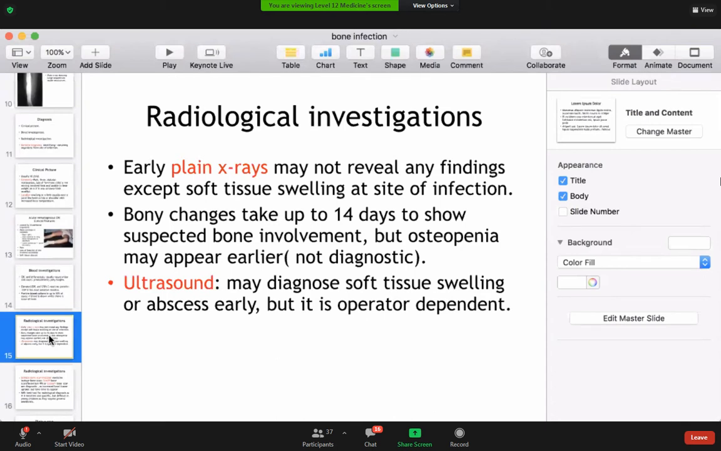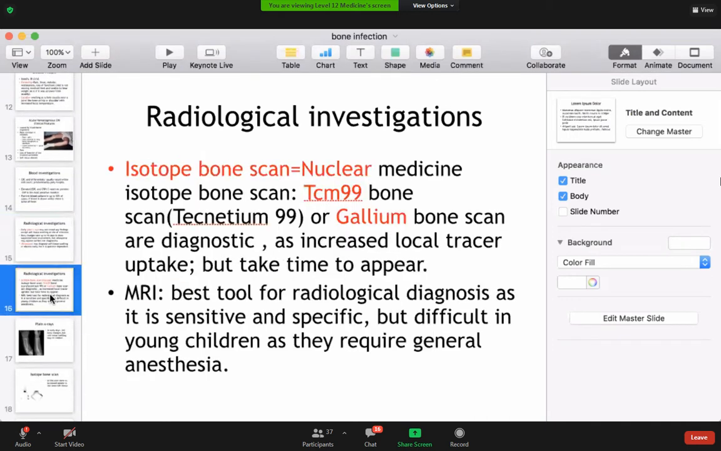Imaging, you can start with plain X-rays, but they will not show any bony changes before 2 weeks, though you can see some soft tissue changes. Ultrasound also might be helpful in diagnosing soft tissue involvement. Bone scan is very helpful, especially when you add gallium to it. It just tells you where the areas of increased uptake and more blood flow are. MRI is very important to diagnose osteomyelitis. Sometimes you need to do it under sedation or anesthesia, especially for pediatric patients.